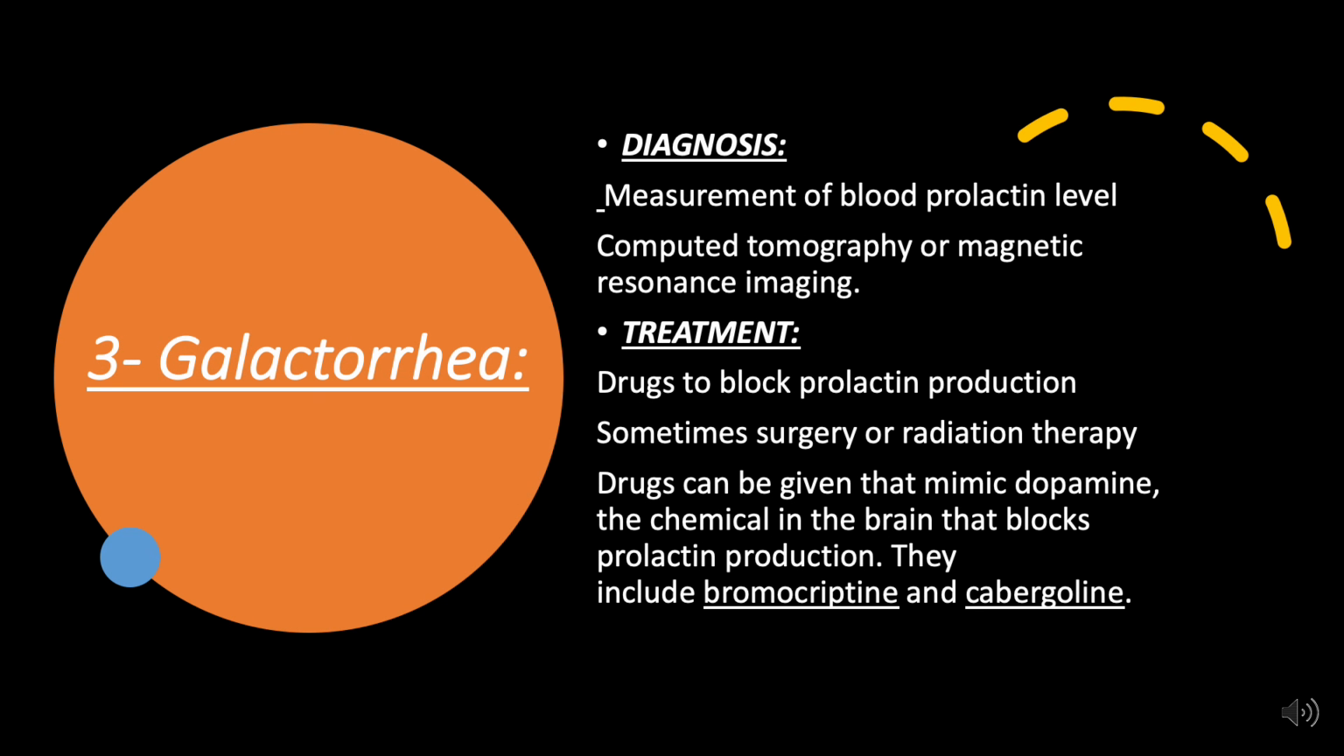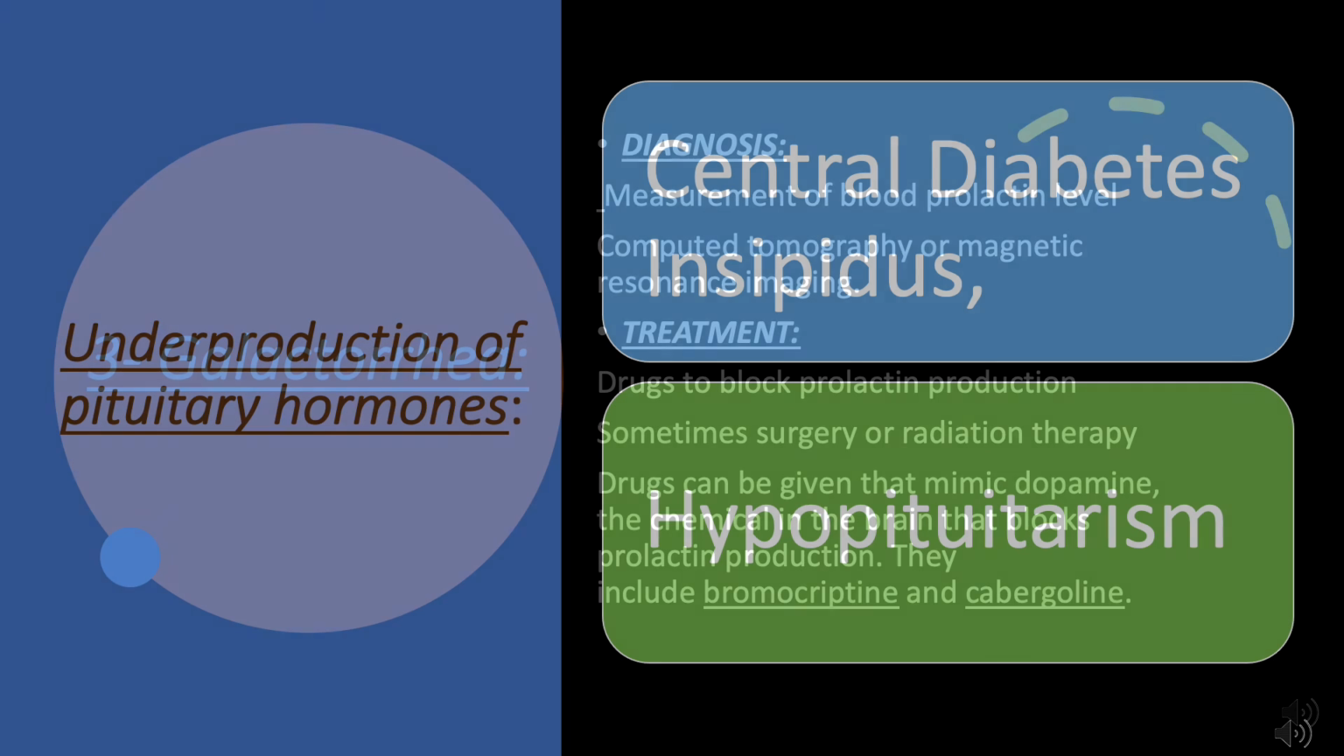Galactorrhea. Diagnosis: measurement of blood prolactin level, computed tomography or magnetic resonance imaging. Treatment: drugs to block prolactin production, sometimes surgery or radiation therapy. Drugs can be given that mimic dopamine, the chemical in the brain that blocks prolactin production. They include bromocriptine and cabergoline.